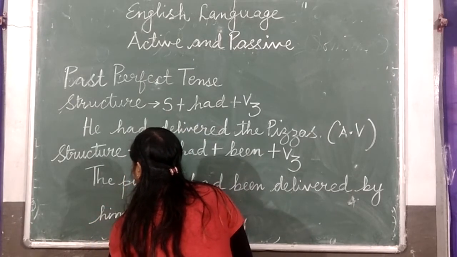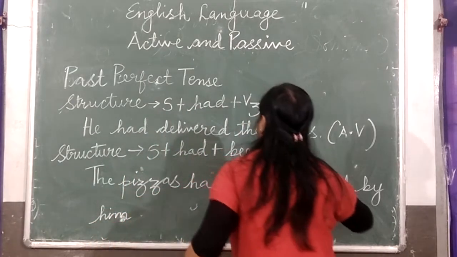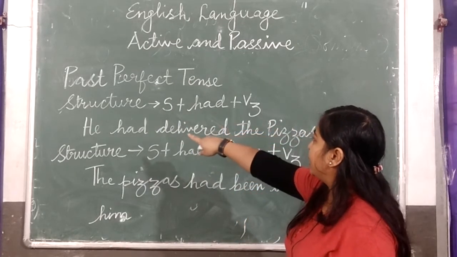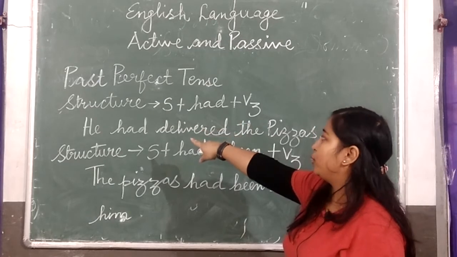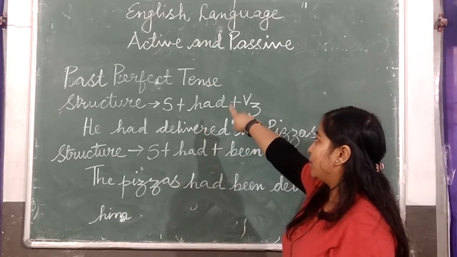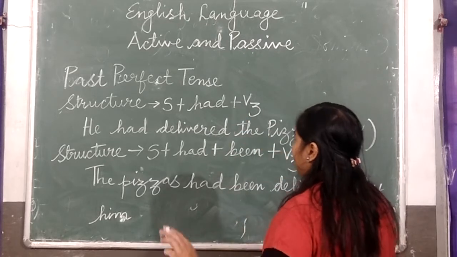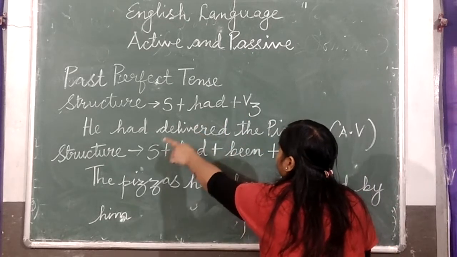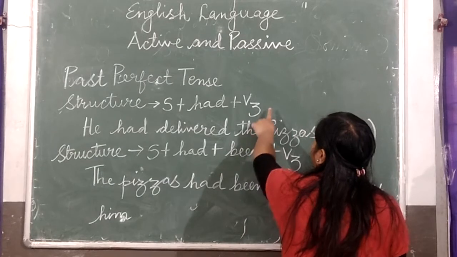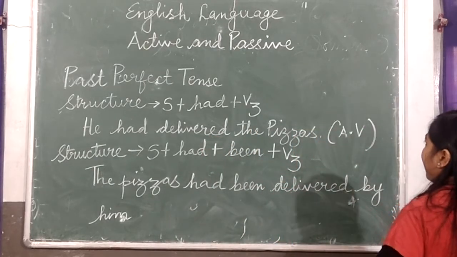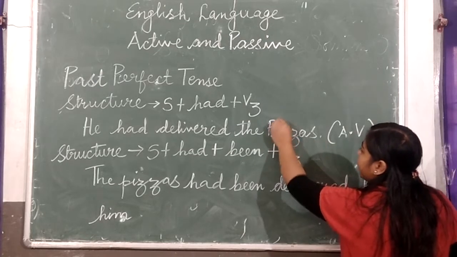Now, see children, in the active voice, look at the structure. He is the subject. Had, no doubt, is there in the structure since it's a perfect tense, so had or have. But over here it's a past tense, so had has to be there. And delivered, the V3 form of the verb, has to be there. The pizza is the object.